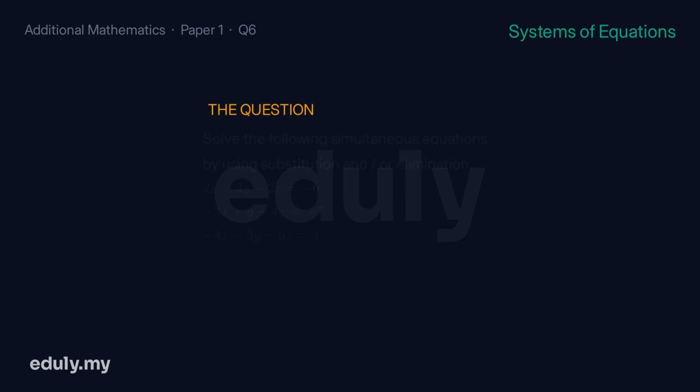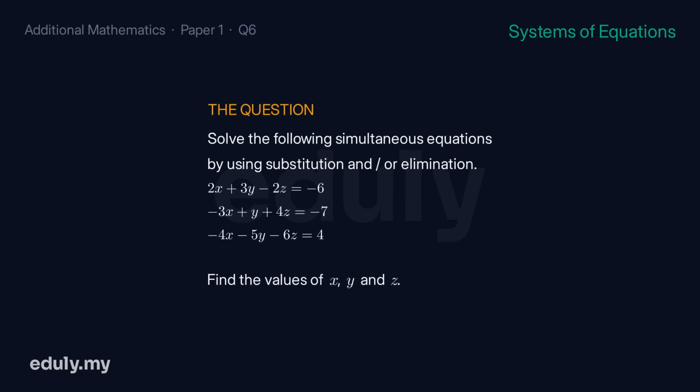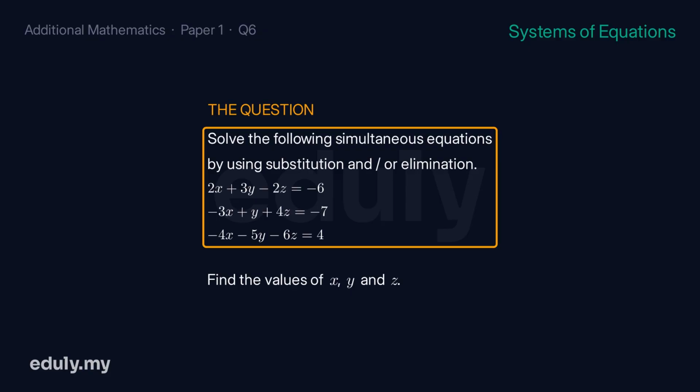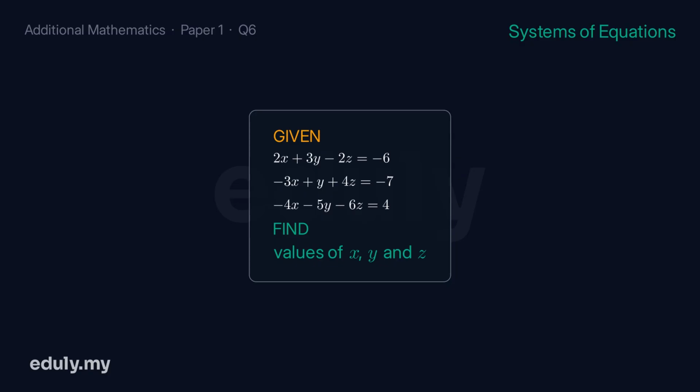Let's read the question. We have three simultaneous equations, each containing three unknowns, x, y, and z. Our job is to find all three values. Here are the three given equations in x, y, and z. And we need to find x, y, and z. So here is what we are working with. Three equations, and the goal is to find x, y, and z.